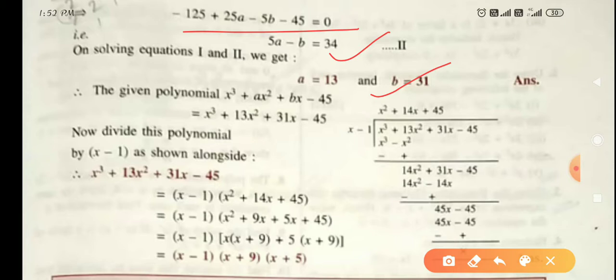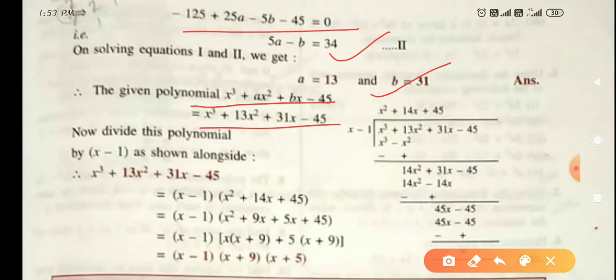After that, to solve the second part, first of all you will have to put these values of a and b in the given polynomial. So here you can put the values and you are getting the polynomial x cubed plus 13x square plus 31x minus 45. Now 13 is the value of a and 31 is the value of b. Now this is the polynomial, you have to factorize this polynomial.